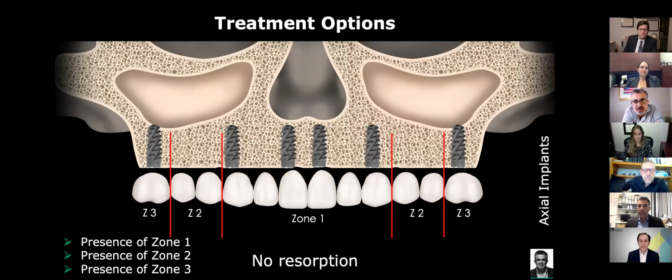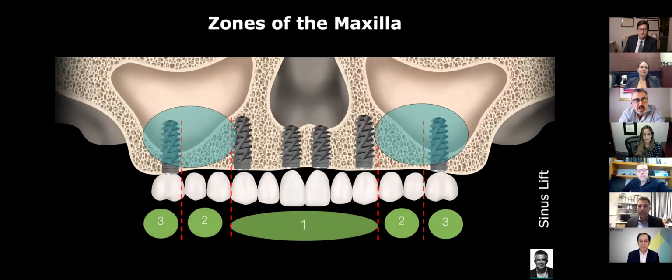And in this configuration, as shown, we are addressing all the centric loads and all the lateral excursion loads, both on the implants and along the arch length on the prosthesis. But what if the patient has zone 1 and 2, but has limited zone 3? Well, certainly grafting and axial implants is again an option.